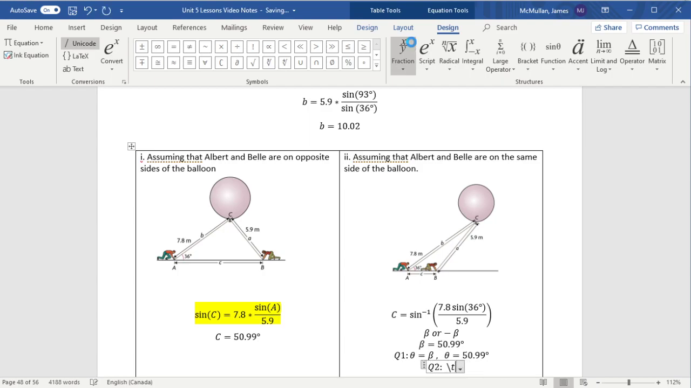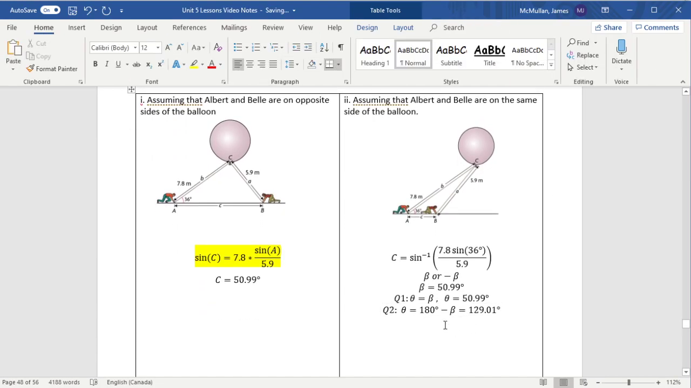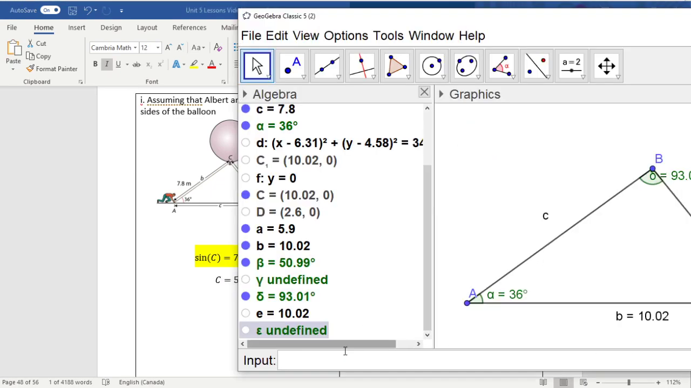Your other possibility, however, is that theta equals 180 minus beta. In this case, you take 180 and subtract that 50.99, and you get 129.01 degrees. Now, if you plug in 129.01 instead of 50.99, the answer is the same.